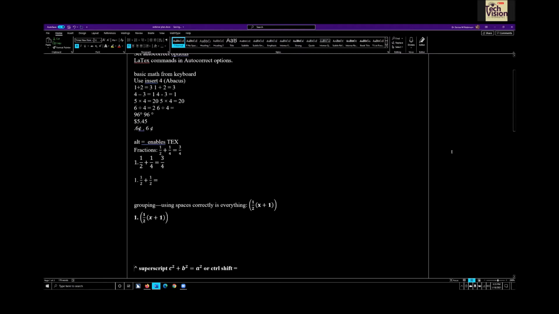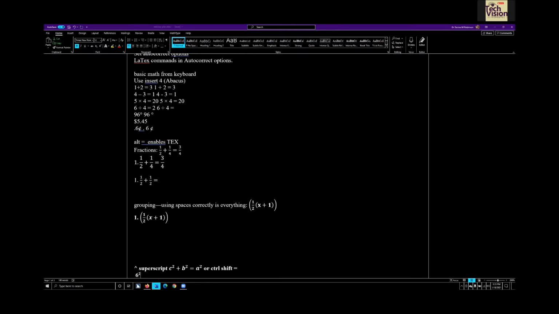Caret, superscript: c squared plus b squared equals a squared, or control shift equals. Okay, so let's do that. Really basic. c squared plus b squared equals a squared. You can also do superscript with your control and shift. And until this editor was really accessible, that's actually what we did. So I'm just going to hit space 9. If I do control shift equals, I can put in 2. Okay. Control shift equals. So that's a really quick way to do superscript.